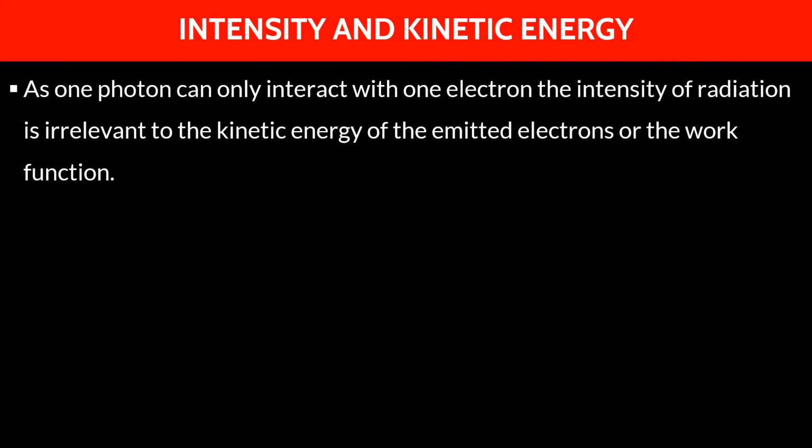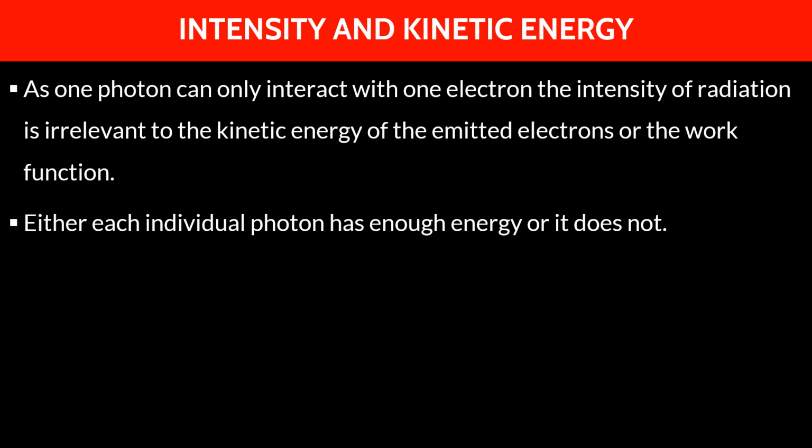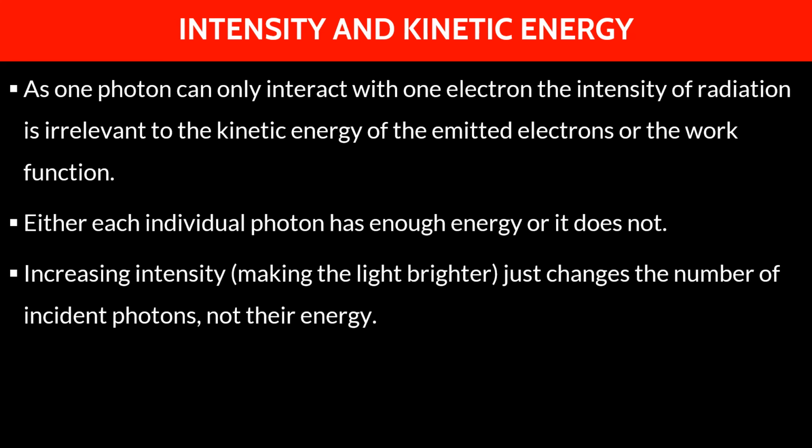So if we look at intensity and kinetic energy, as one photon can only interact with one electron, the intensity of radiation is irrelevant to the kinetic energy of the emitted electrons. So if you've got green light and electrons being emitted, it doesn't matter how bright you make that light, the electrons that are coming off will have the same kinetic energy. I mean, there will be a distribution depending on what the different speeds of the electrons are before they were hit, but we'll ignore that for the time being. Either each individual photon has enough energy or it doesn't.